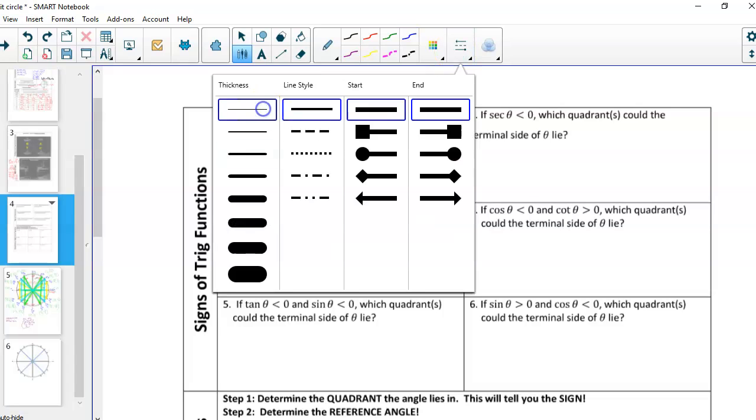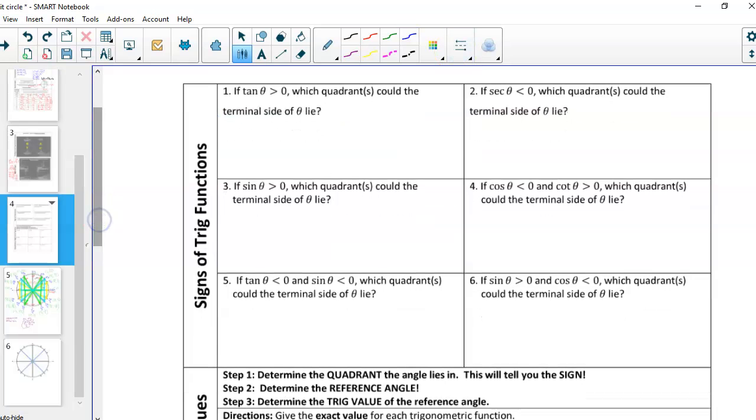Alright, let's do a few of these and then we'll be done for today. These are asking about the signs. So remember, a smart trick, class: for these, I'm a visual person, so I draw this out, except for the ones with just one. If tangent is positive, in which quadrants would the terminal side lie? That just means where could tangent be positive? 1 and 3. So if you need to, go back and draw it.